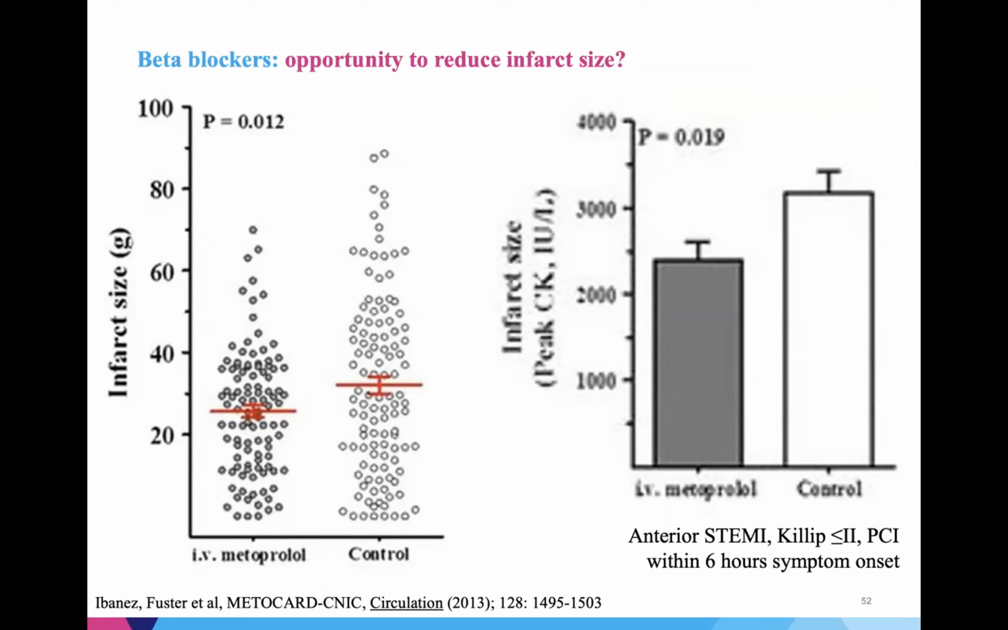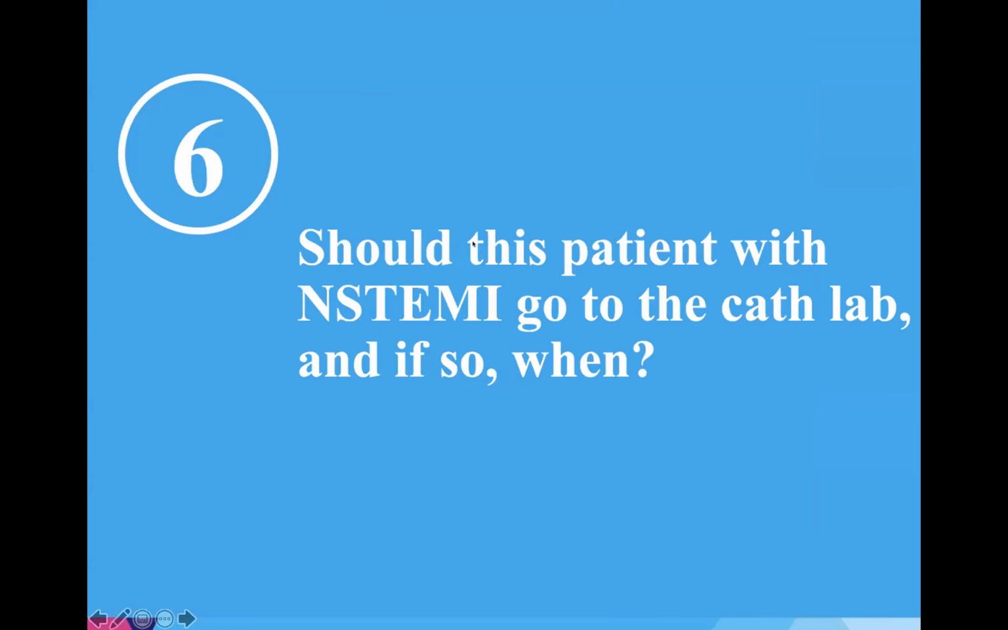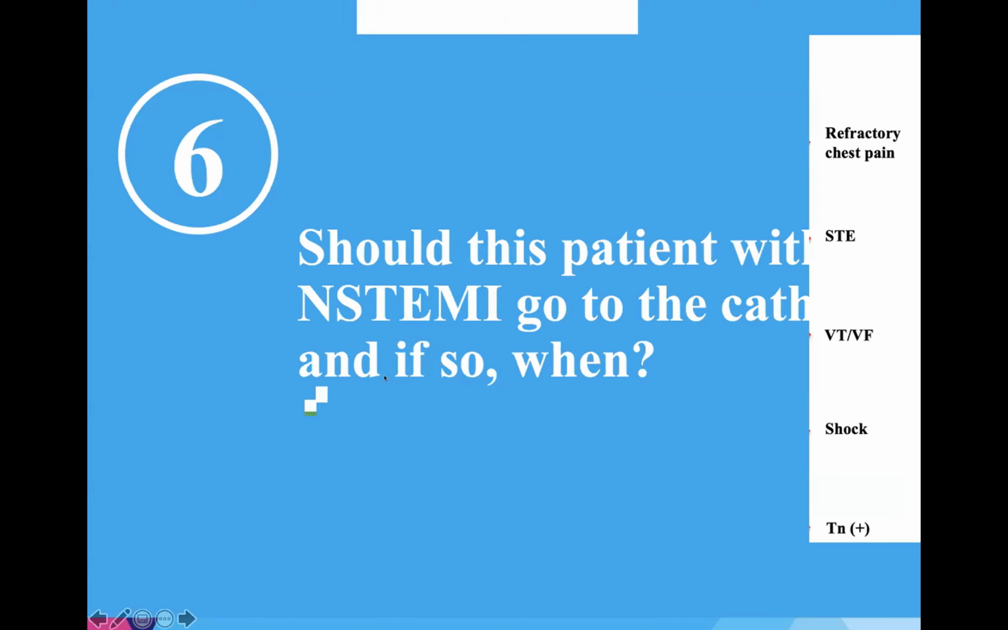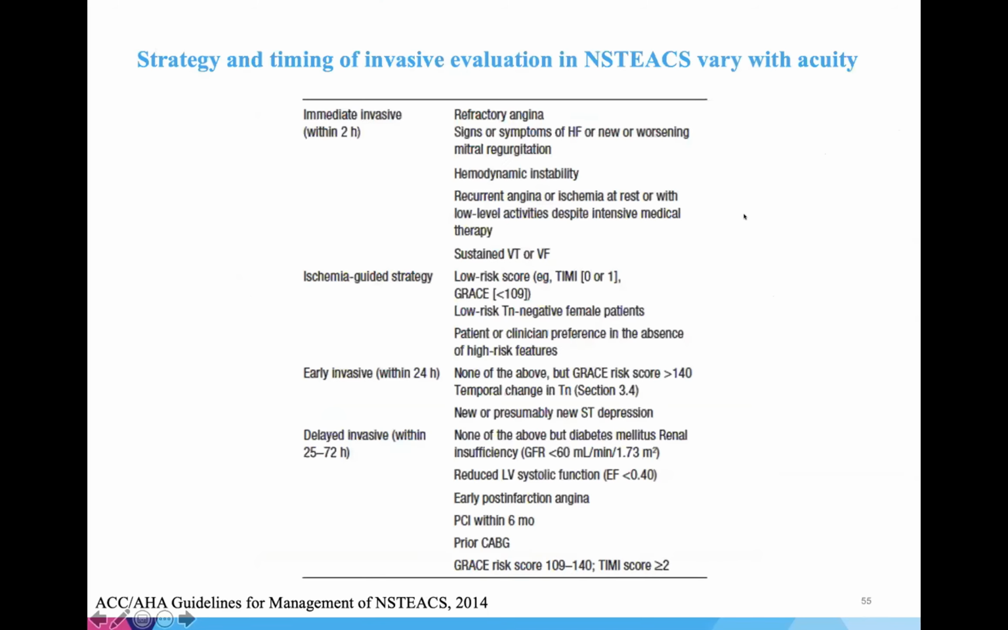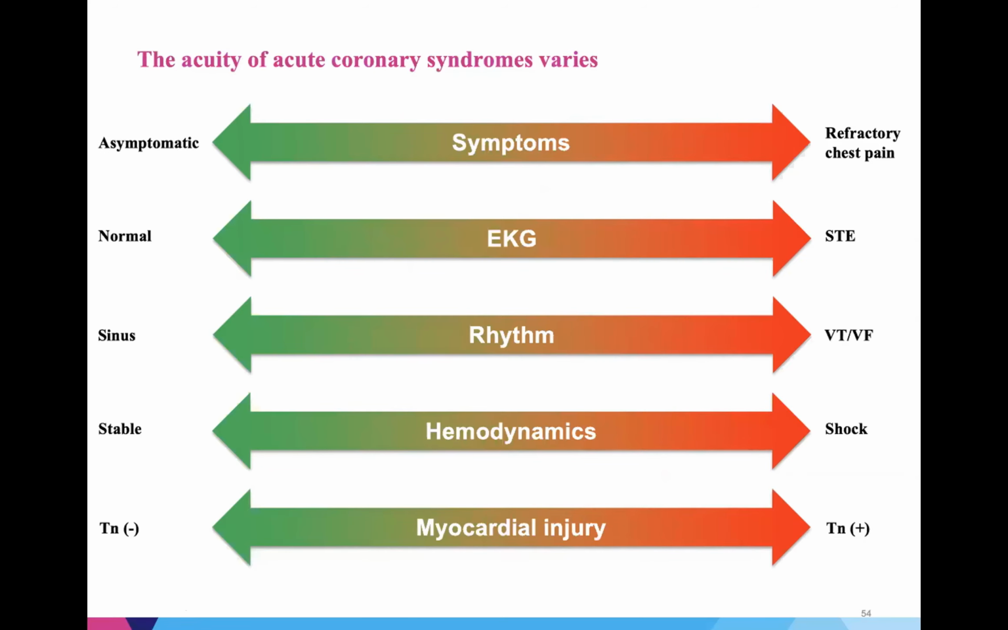Now, I don't mean to totally throw out beta blockers, which are actually great. And if you select patients carefully, you can actually reduce infarct size by giving early beta blockade. And this is a study that was done in Spain, comparing the cardiac MRIs of patients who did or did not get IV metoprolol in the ambulance on the way to the hospital with anterior STEMIs.